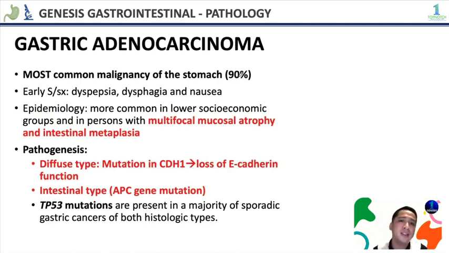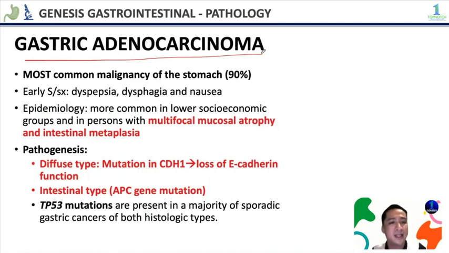Most common malignancy of the stomach, 90% is gastric adenocarcinoma. Early signs and symptoms of dyspepsia, dysphagia, and nausea. Again, it is attributable to lower socioeconomic groups and persons with multifocal mucosal atrophy and intestinal metaplasia. In terms of pathogenesis, this is directly lifted from Robbins.